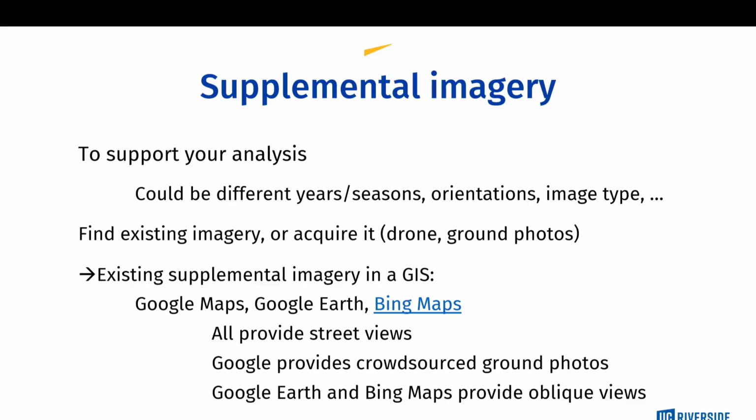And then also Google Earth and Bing Maps both provide oblique views. So you can either look at it top down or tilt the image and see what it looks like at an angle. So just wanted to throw that out there.